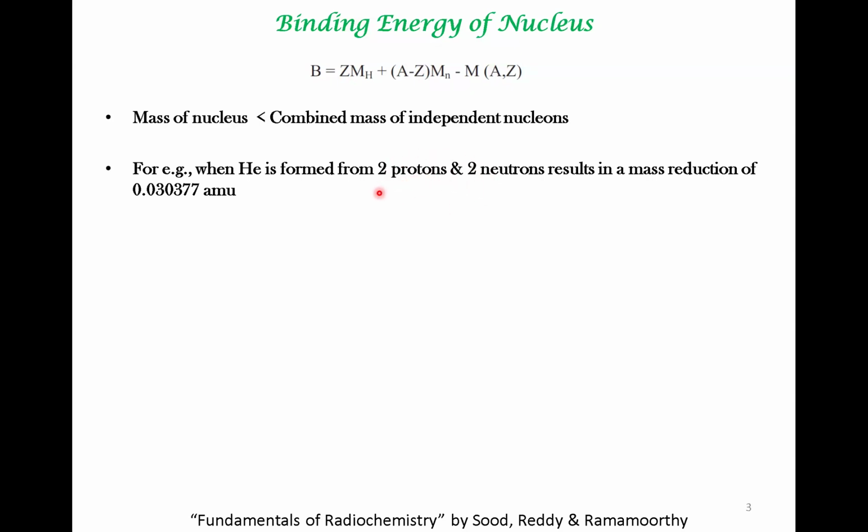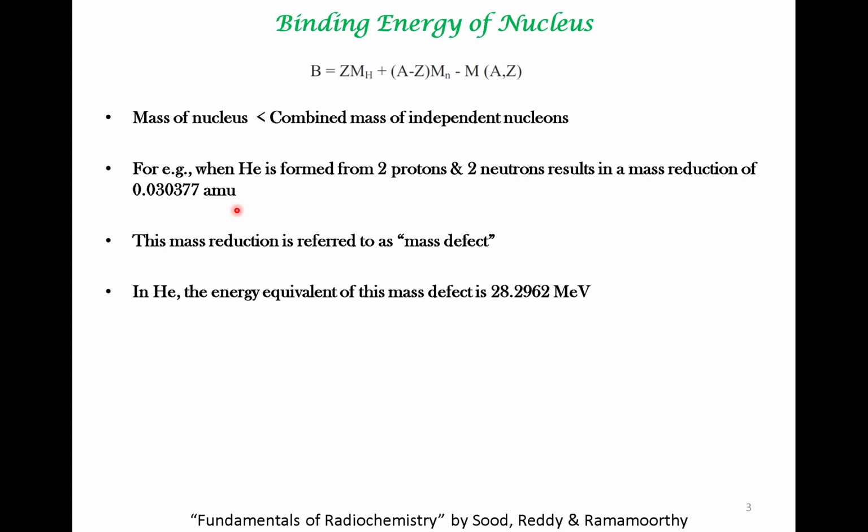And you know the mass of isolated protons and isolated neutrons, and when they're combined together, you can measure the mass of helium. When the helium nucleus is so formed, there's a mass reduction of this much amount. This mass reduction is called mass defect. Actually, the greater this quantity, the greater the mass defect, the more stable is the nucleus. In the context of helium, the energy equivalent of this mass defect is this number.